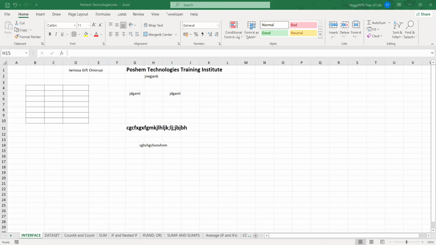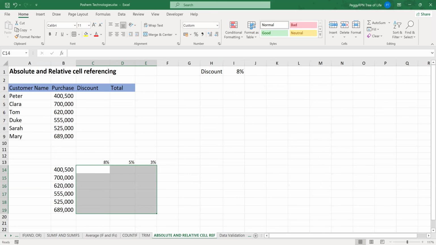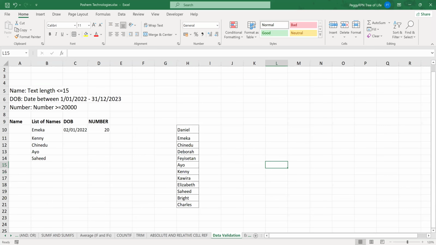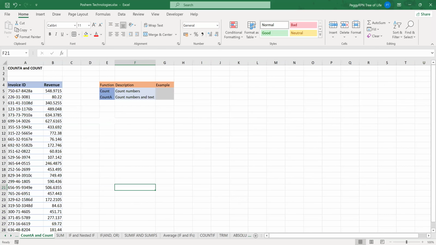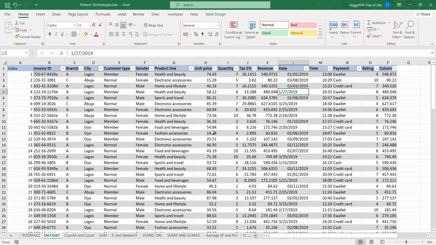But definitely, as we continue, by tomorrow we'll move properly into our data sets, functions, and all, learning all of this. We have a lot to do. Trim, absolute and relative cell referencing, data validation, and so on and so forth. But tomorrow we'll move properly into some technicalities. All right, so we're going to be very interactive tomorrow.